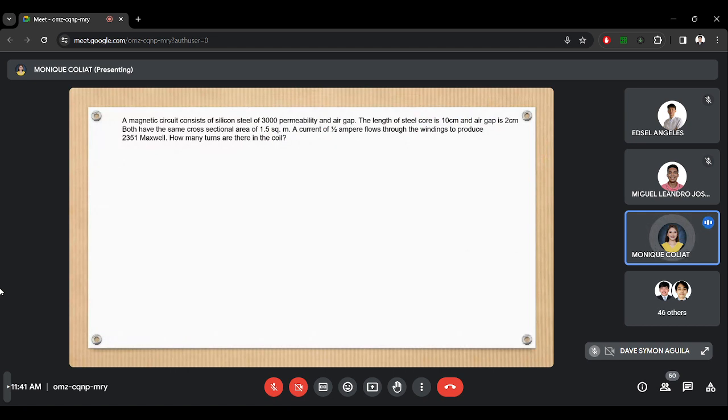Okay. Example. A magnetic circuit, ito na yung sabi ko kanina sa inyo na i-discuss ko ngayon. Yan. A magnetic circuit consists of silicon steel of 3,000 permeability and air gap. The length of steel core is 10 centimeters and the air gap is 2 centimeters. Both have the same cross-sectional area of 1.5 square meter and a current of 1/2 ampere flows through the windings to produce 2,351 Maxwell. How many turns are there in the coil?